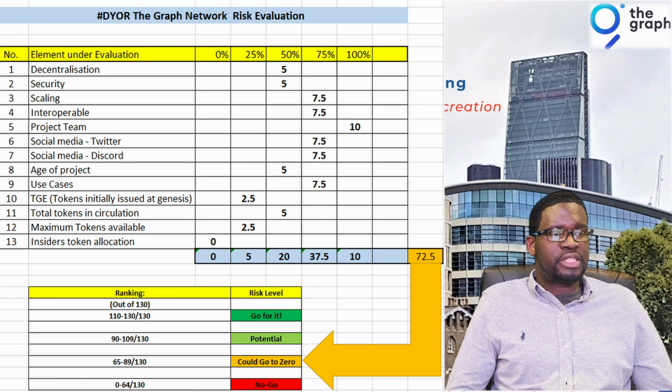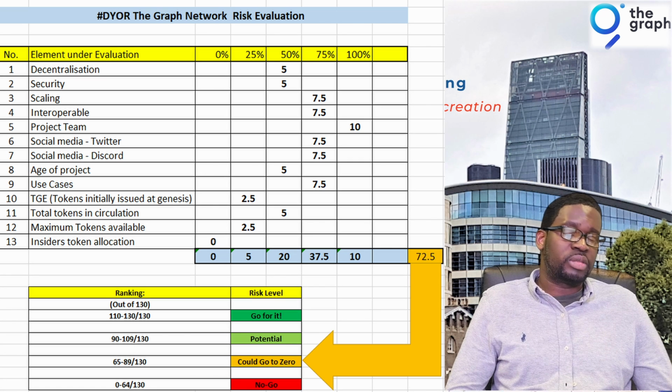So we've got our risk levels as follows. The no-go, which is the lowest: a project will have scored between 0 and 60 out of 130 to fall within that category. The next one is 65 to 89, and that will go to 0. The third level is 90 to 109 out of 130, that's the potential category. And then the go-for-it category is 110 to 130 out of 130. So with 72.5 out of 130, the Graph network comes under the could-go-to-0 category.